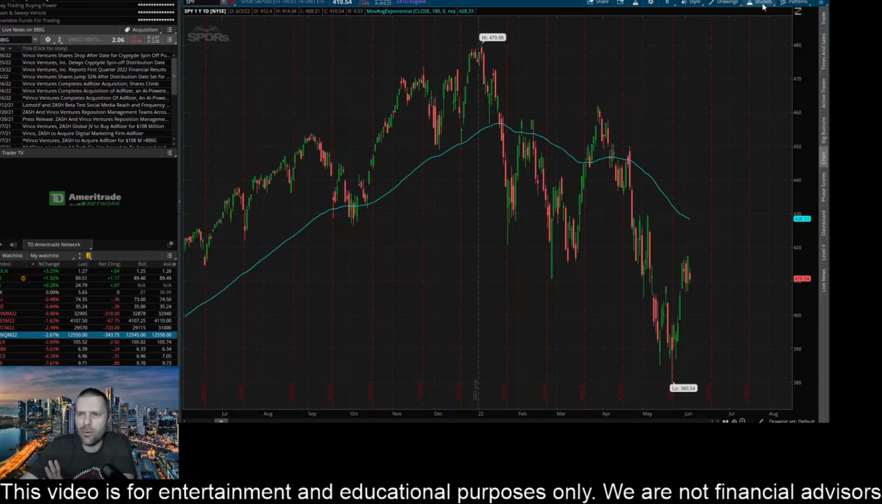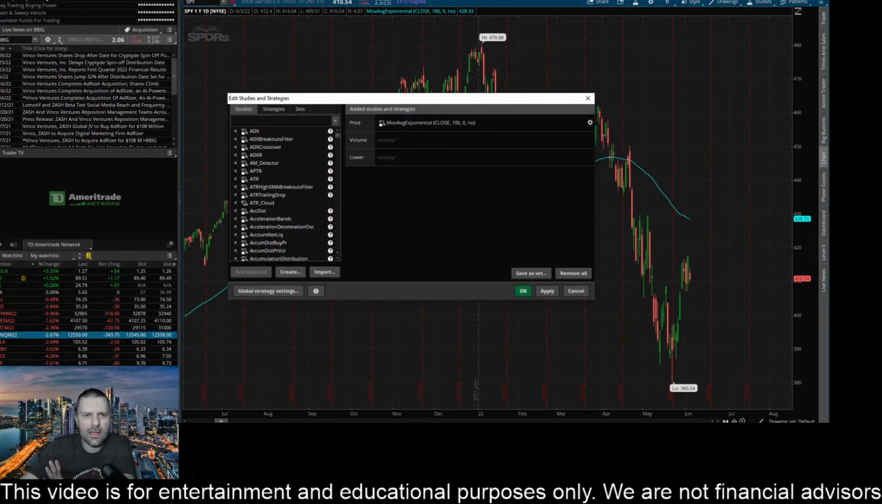In the upper right hand corner, I've got a studies button. I'm going to click that. Then I'm going to click edit studies. Then in the smaller window in the upper left, you have a little search box. So I'm going to search for stochastic there. And you'll see a stochastic fast and a stochastic slow.